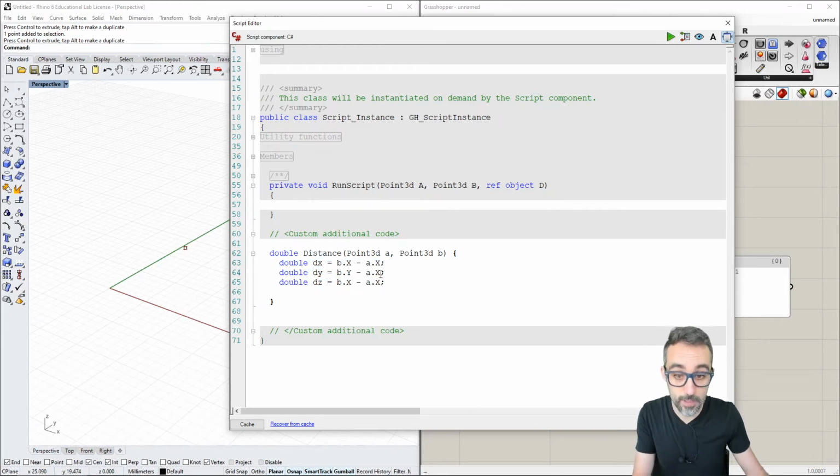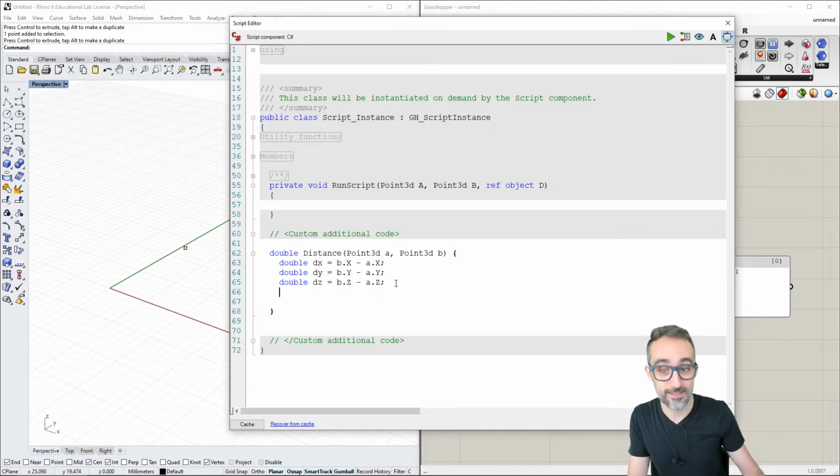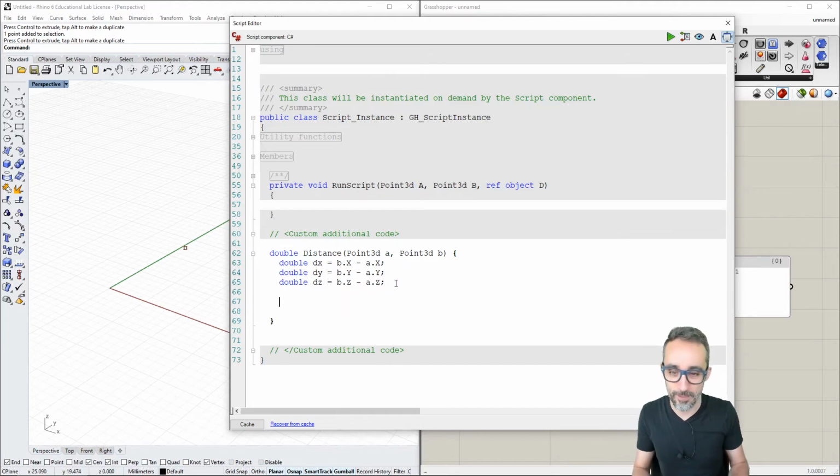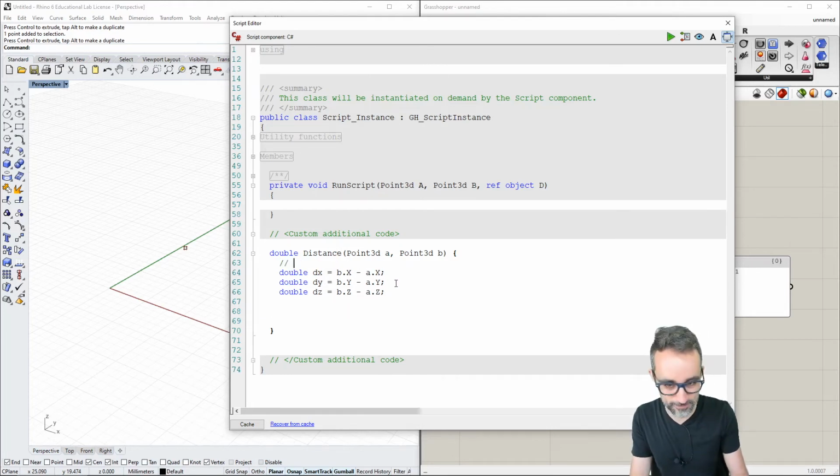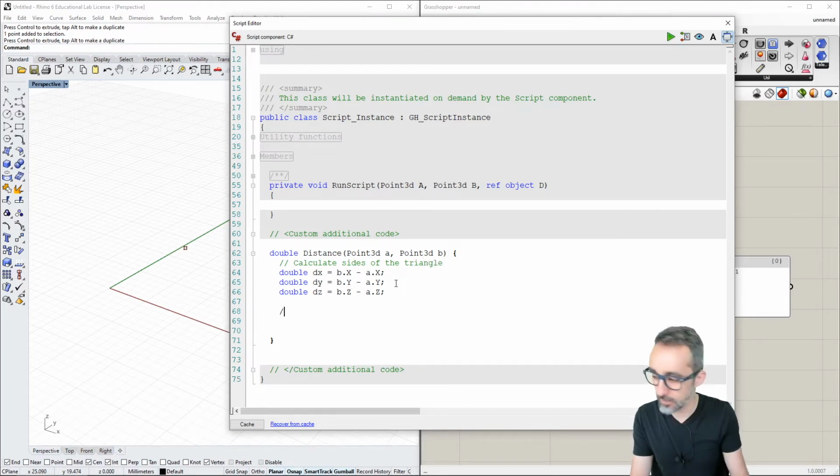And remember, copy pasting is the devil. So if you can write these things on your own, that is probably a much better way to do things, because copy pasting just yields a lot of errors. Calculate the sides of the triangle. Okay, and then here I'm going to calculate the length. Calculate the length of the larger side of the triangle.